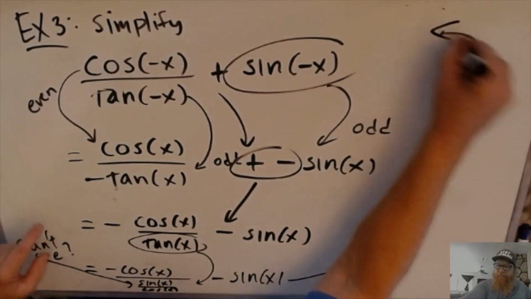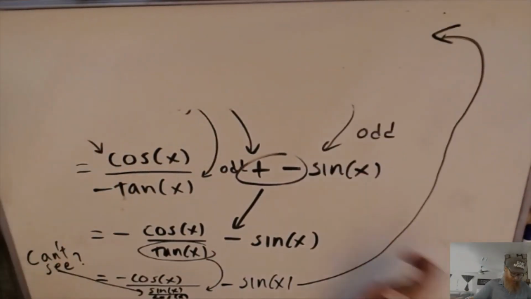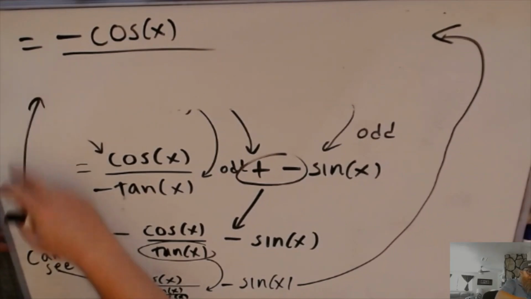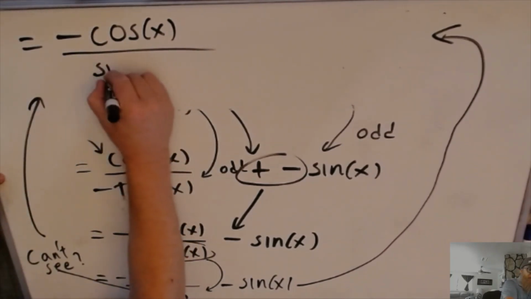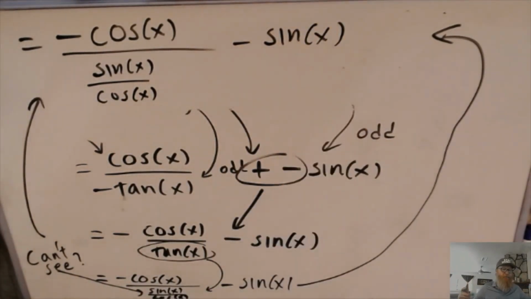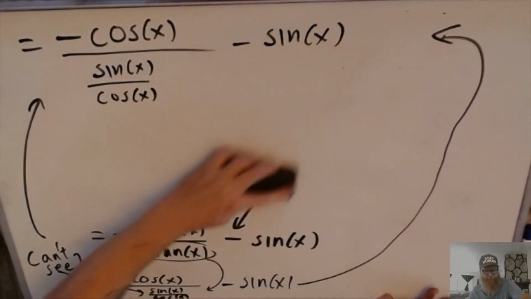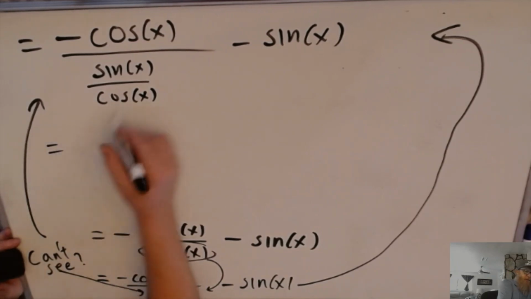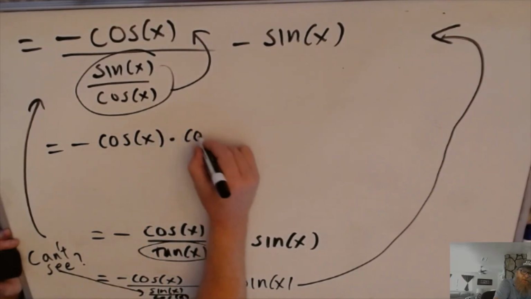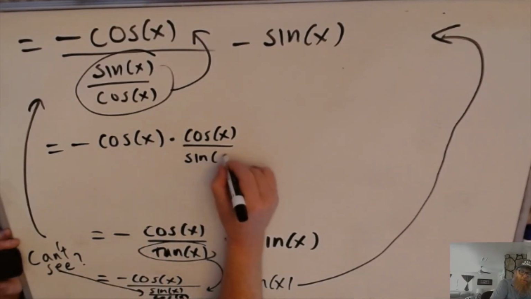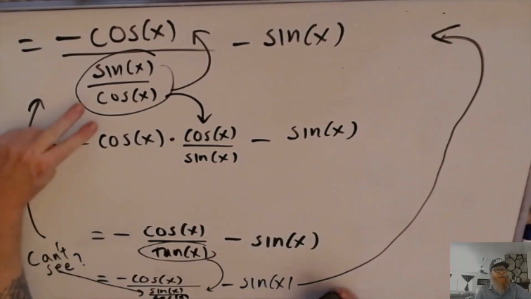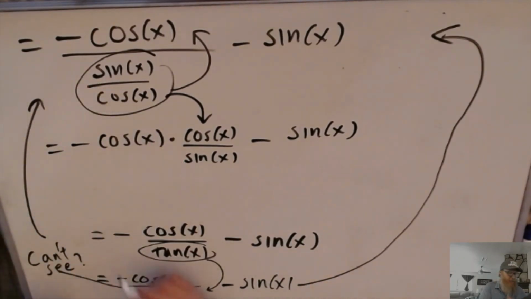So we're coming back up here. So now we have negative cosine x. I'm just writing it bigger, zooming in. So I have sine x over cosine x minus sine x. Okay, so now I'm going to flip the denominator. So instead of sine over cosine, it's going to flip and become cosine over sine.